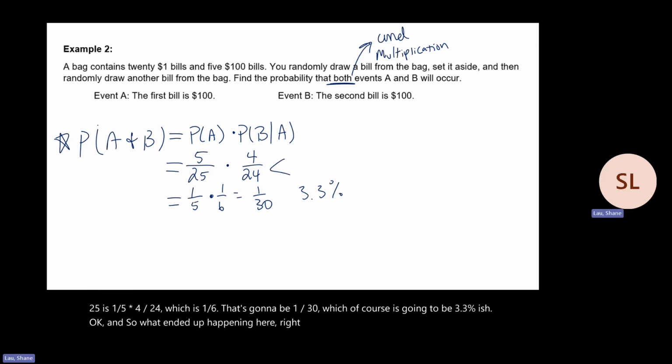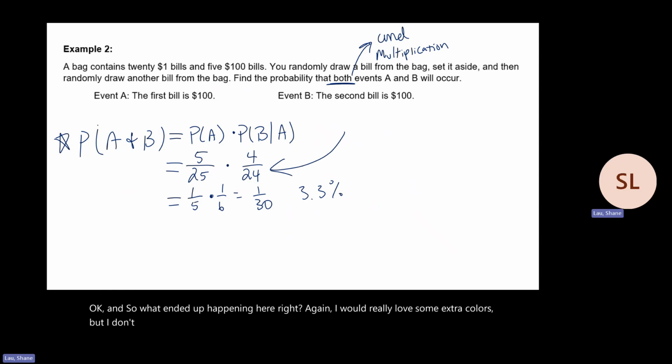Again, I would really love some extra colors, but I don't have them for whatever reason. I don't know. It's just kind of weird. But we're rolling with it, I guess.